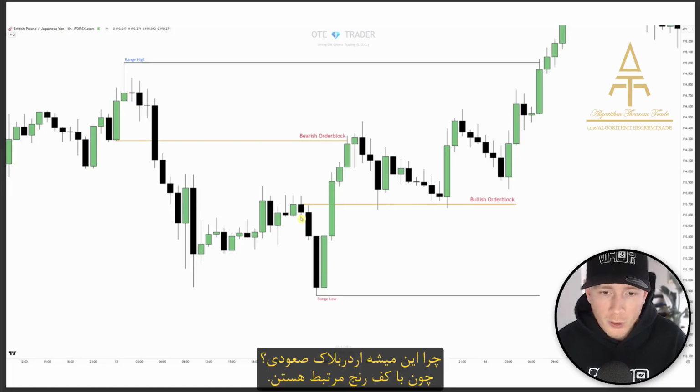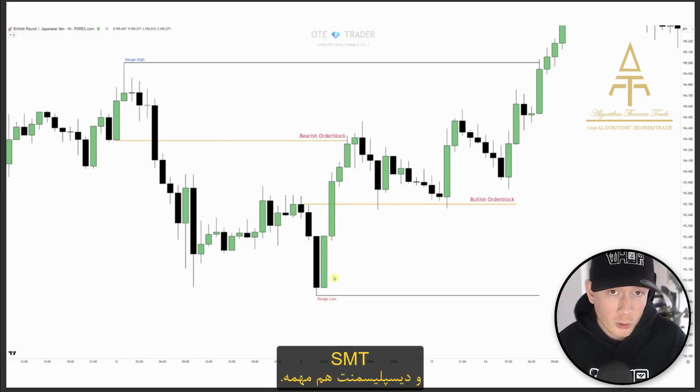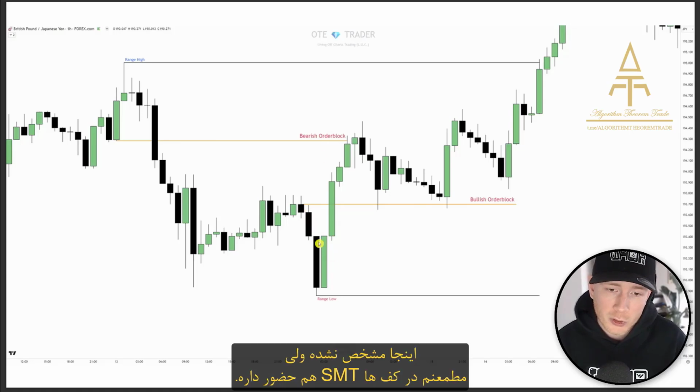On the buy side of the curve, we also got a bullish order block. Why is this a bullish order block? Because it's connected to the range low, right? And the range low took out sell side liquidity down here. That's why this is a good order block. And remember, second, SMT on the lows and displacement afterwards. So this is a solid order block: a displacement, took out liquidity, and I didn't mark it out, but I'm pretty sure there's SMT on the lows here.